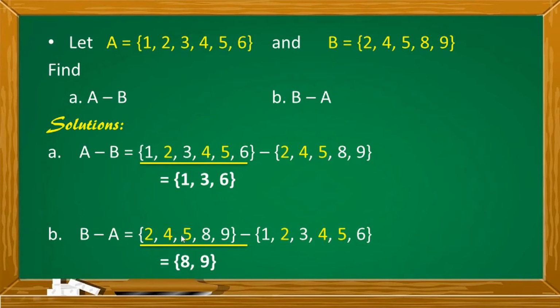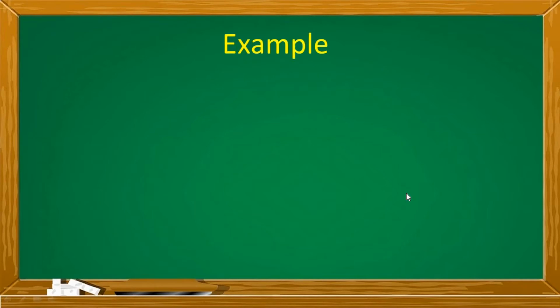As you can see, 2, 4, and 5 of set A are also elements of set B. What are the remaining elements of set B? Correct! 8 and 9. Another example.